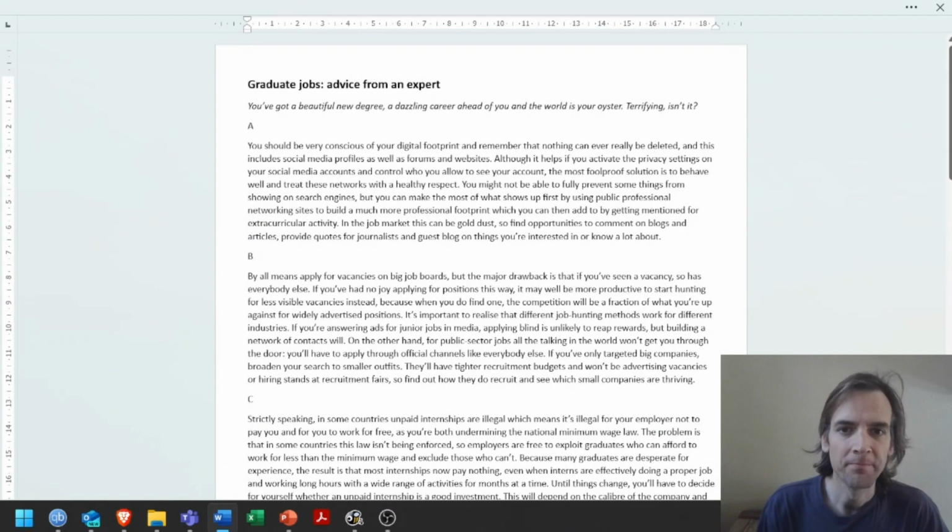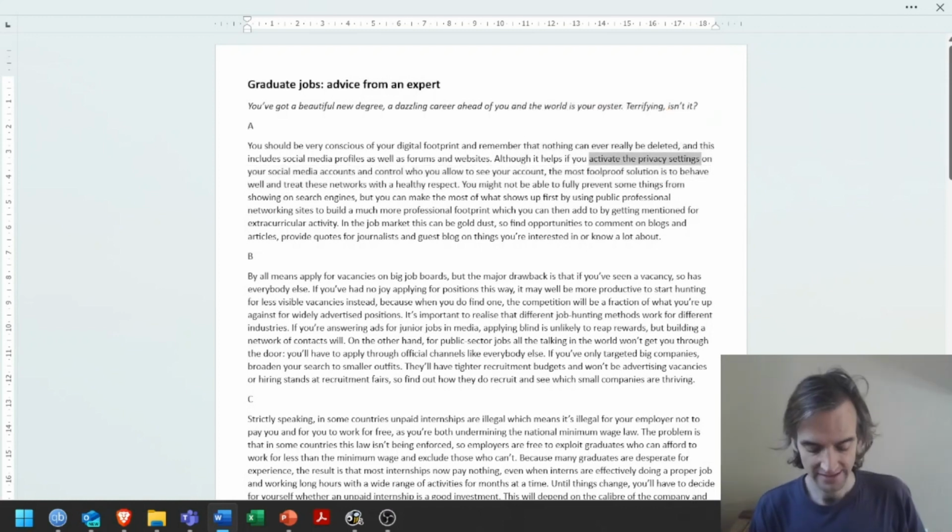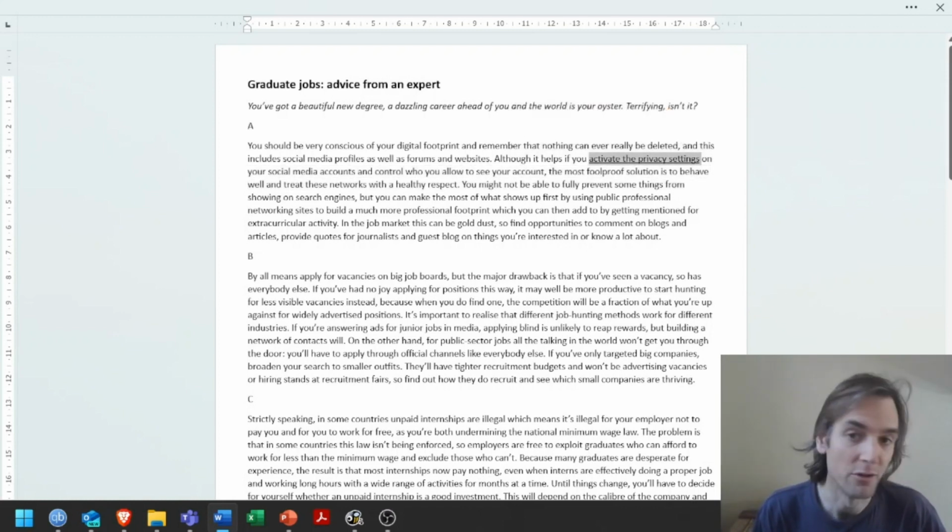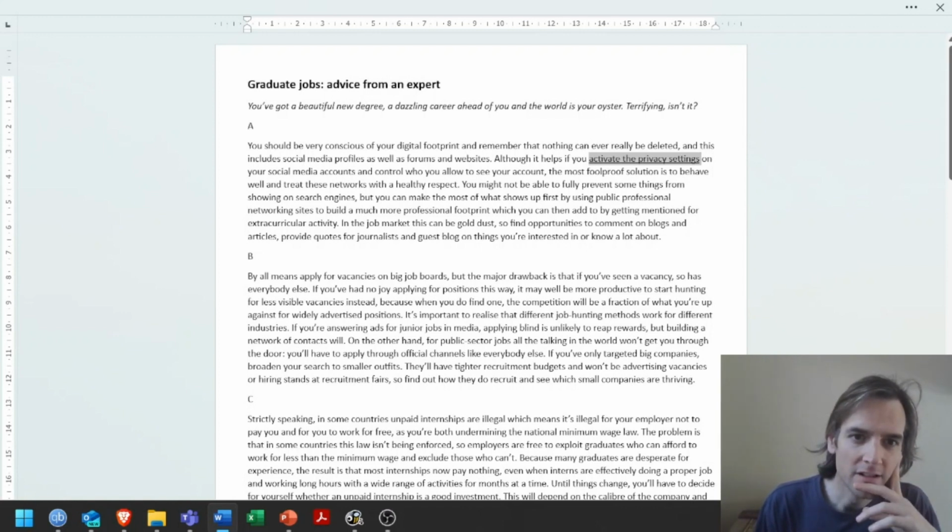But if we read this, be conscious of your digital footprint and remember that nothing can ever really be deleted, and this includes social media profiles as well as forums and websites. Okay. It helps if you activate the privacy settings on your social media account and control who you allow to see your account. I like this idea about activating privacy settings. Now, I must admit I have already done this text, but when I did it the first time, I'm pretty sure this is what I underlined before I'd seen the answers and done everything. The most foolproof solution is to behave well and treat these networks with a healthy respect.